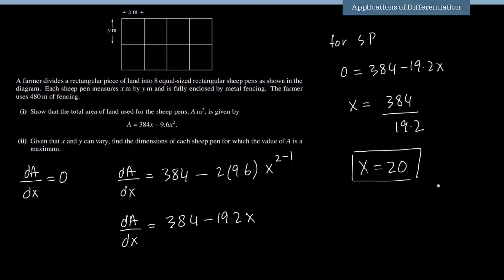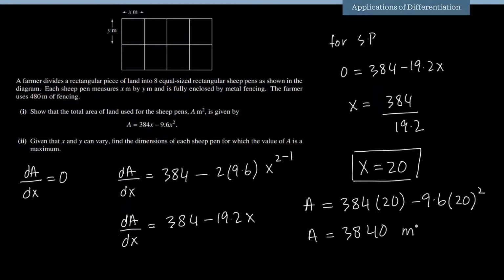Now to find the corresponding value of A when x is 20, I'll put this value of x in this equation of A. So the maximum area is going to be 384 times 20 minus 9.6 times 20 squared. And this is equal to 3840 meters square. This is the maximum area. And this is the answer to the second part of the question.